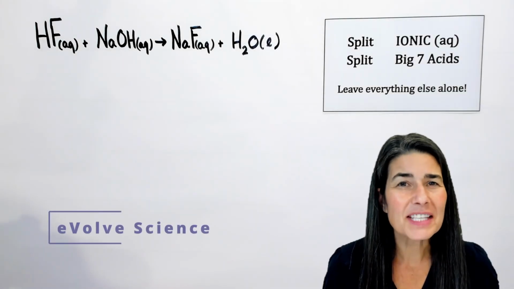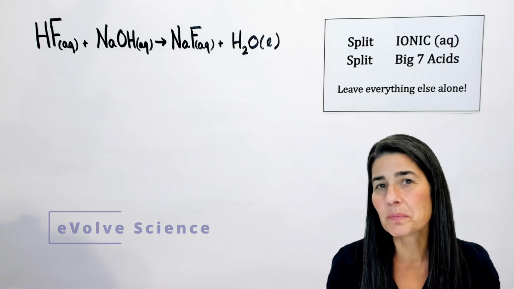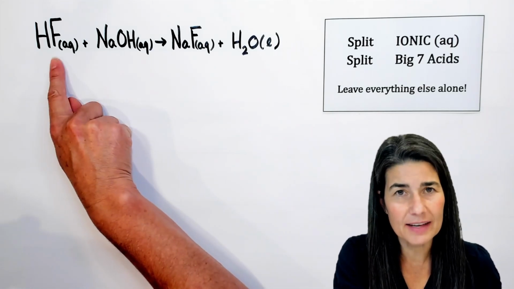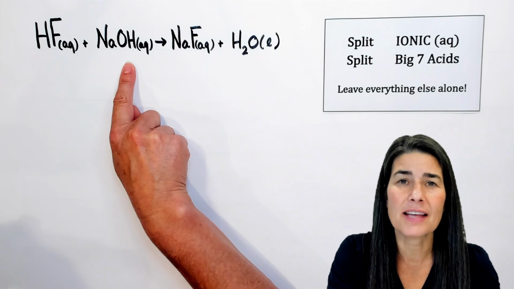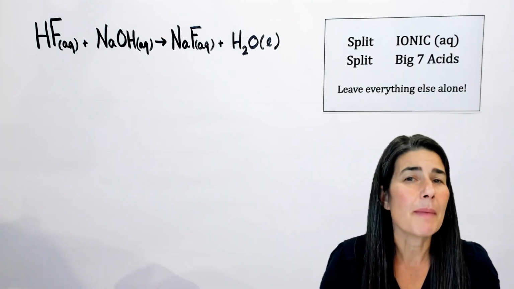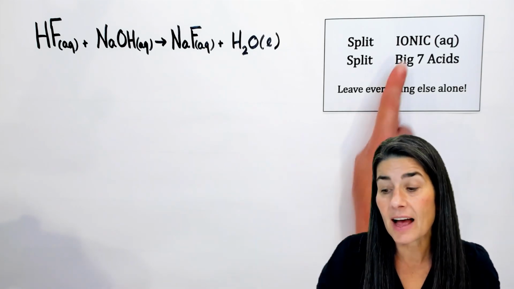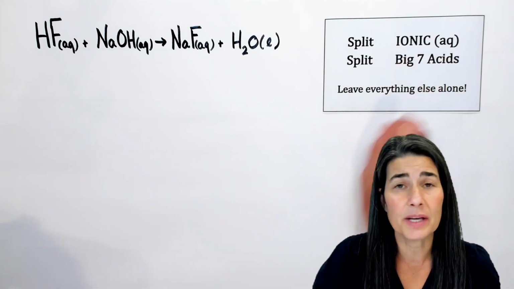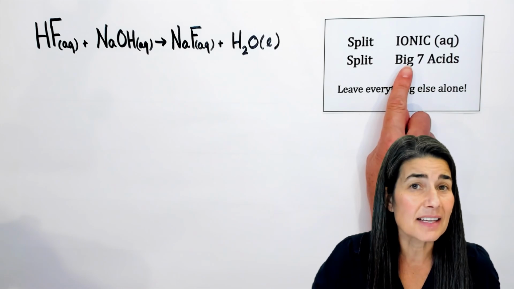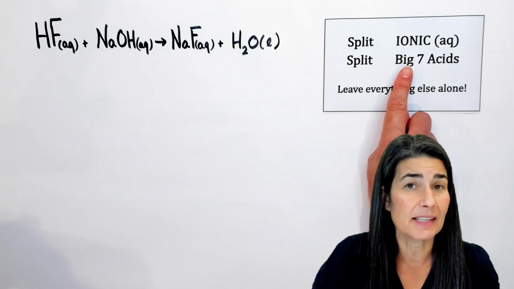Okay, let's write the ionic and net ionic equations for the reaction between hydrofluoric acid and sodium hydroxide to make sodium fluoride and water. Remember the rules: we're going to split up into ions any ionic compounds that are aqueous and any acids that are strong acids, part of our big 7 acid list.